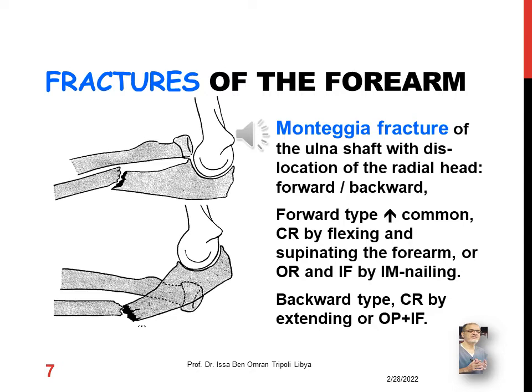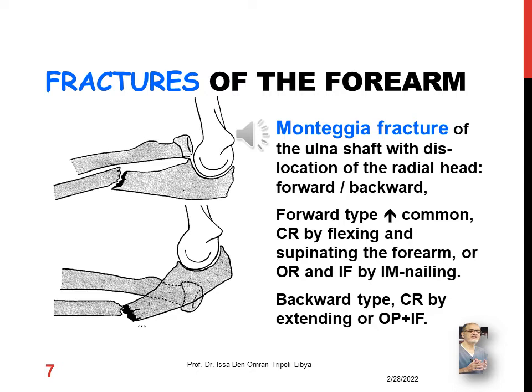Treatment is closed reduction by flexion and supination of the forearm, or sometimes it needs an open reduction and internal fixation by intramedullary nailing, as we will see later on.